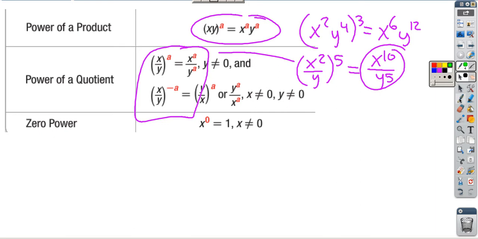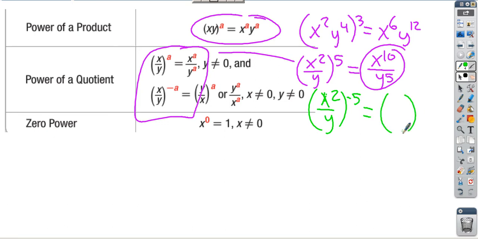Okay, slightly different example. Let's suppose you had the same thing, but this time it was x squared over y to the negative fifth. And remember, our negative exponents, we're supposed to flip it and make it positive. So if I flip that thing in parentheses, I have now y over x squared to the positive 5. And now we can apply the same reasoning as before, and we would get this right here.